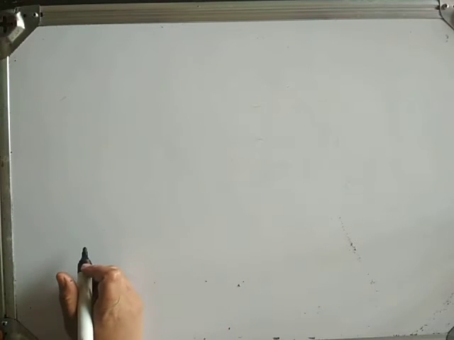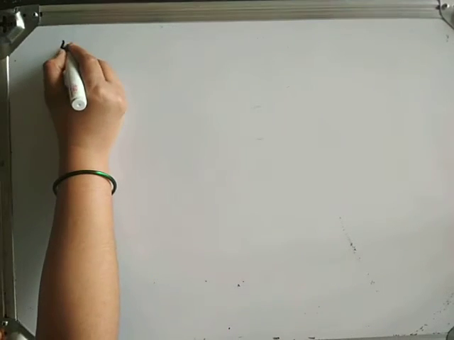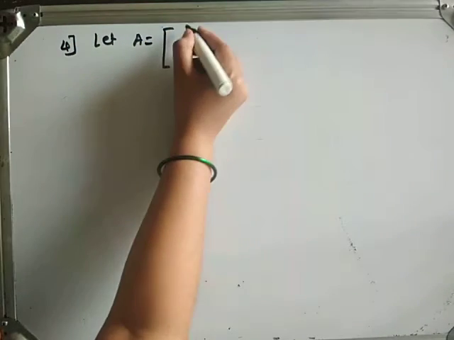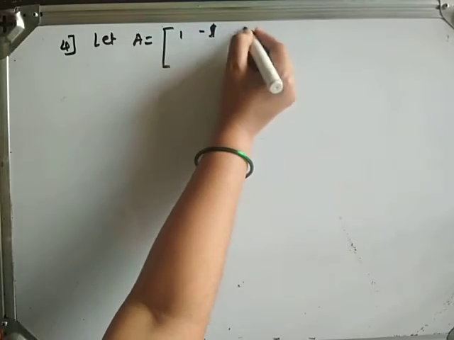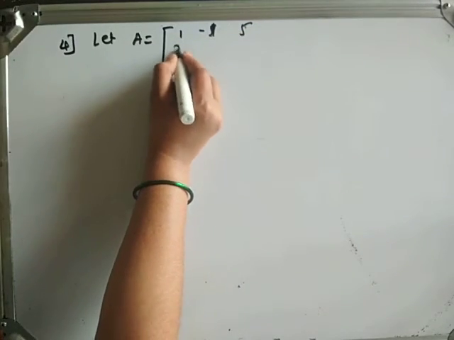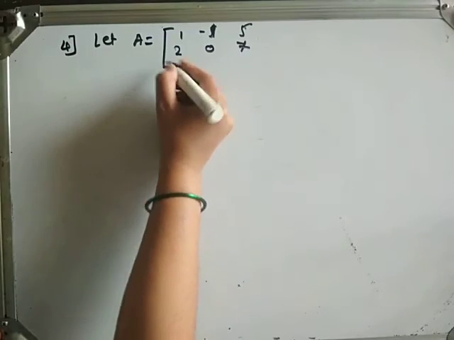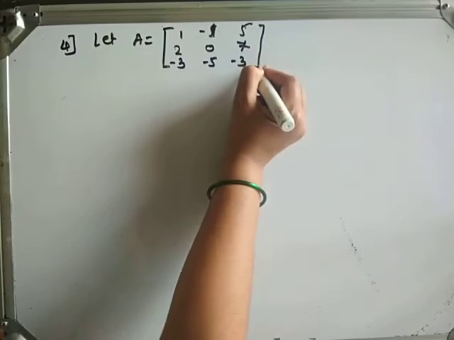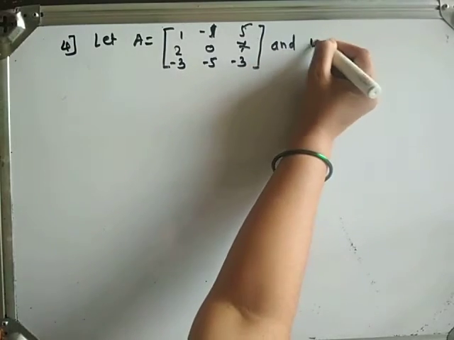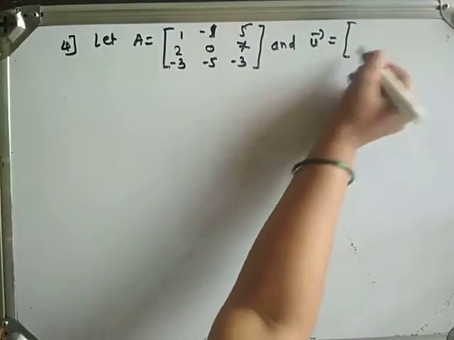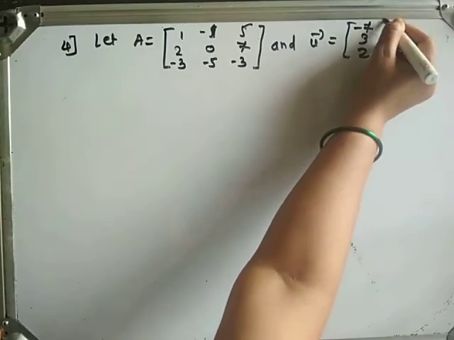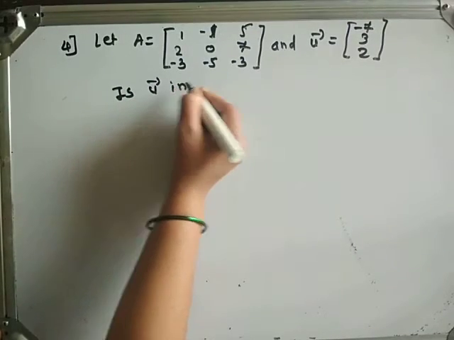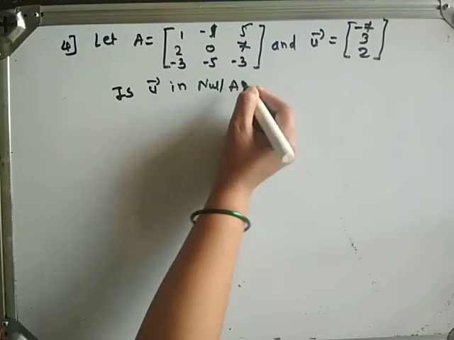Let us take next example. Fourth number. Let A be the matrix with rows 1, minus 1, 5; 2, 0, 7; minus 3, minus 5, minus 3, and u bar is equal to minus 7, 3, 2. Check if u bar is in null space of A.